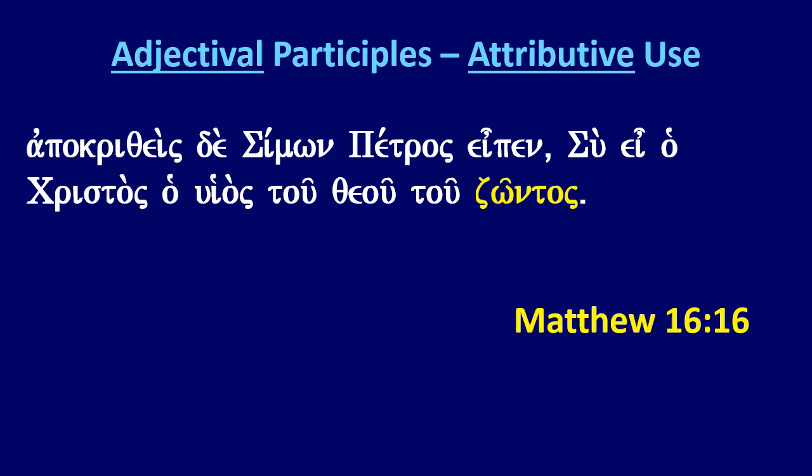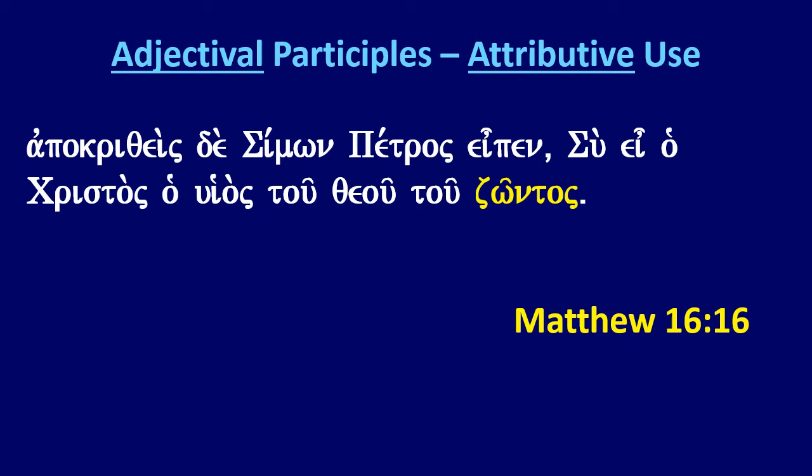And here's another example of an adjectival participle that is the attributive use of that participle. It's Matthew 16:16, where Peter is saying to Jesus, Simon Peter answered and said, "You are the Christ, the Son of the God, the living." In other words, the living God. And clearly, God here, theos, is being modified by a second genitive phrase, tou zontos. And so, tou theou, tou zontos.